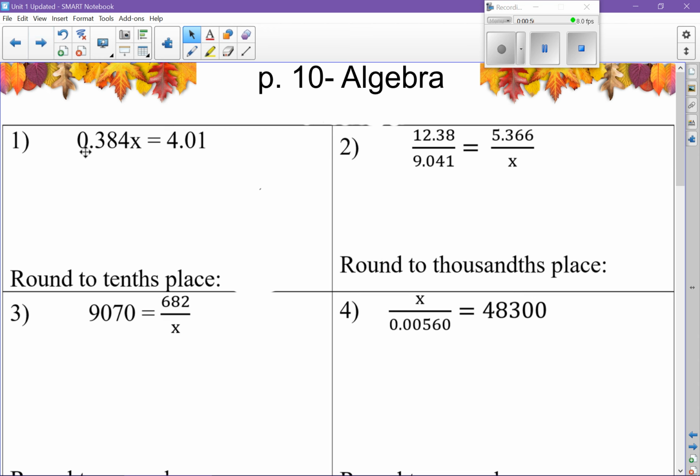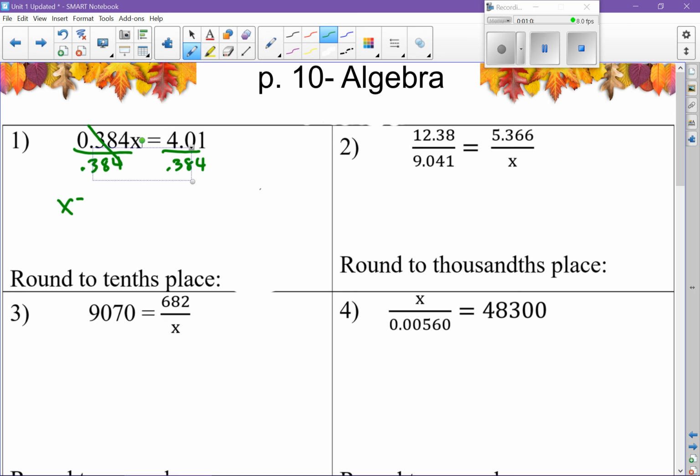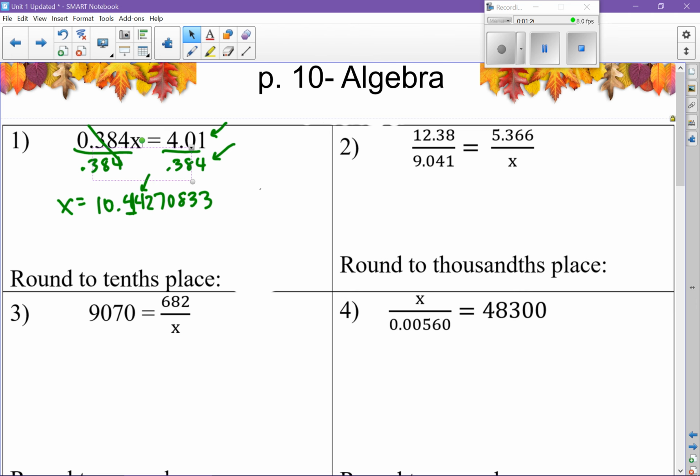So in number 1, all I want to do here is get x by itself. Let's get a good color. To get x by itself, you divide by the thing that's touching the x, which is the 0.384. That cancels. Divide this numerator by that denominator, and your calculator is going to say 10.4427083. The tenths place is right here, that first 4. Directly after it is another 4, which means you're not going to round up. You're going to leave it the same, and so that's where your answer became 10.4.